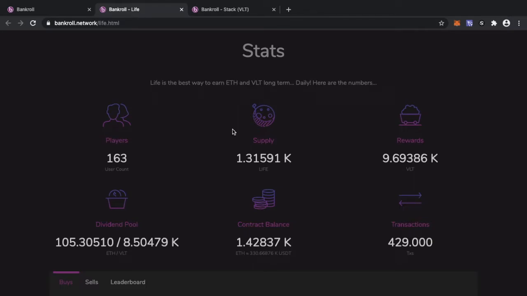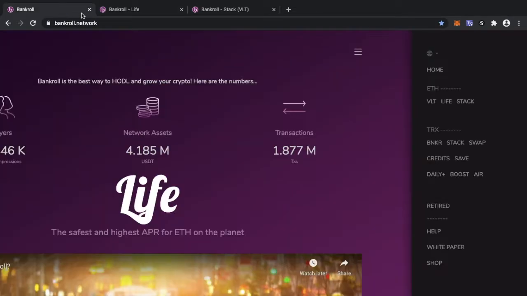If we have a look at the stats for Ethereum Life, again 163 players. There's only 105 ETH in the dividend pool, and the contract balance is 1.4, so 1400 Ethereum. So it's still fairly new.